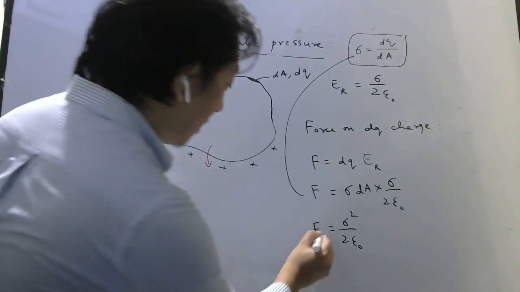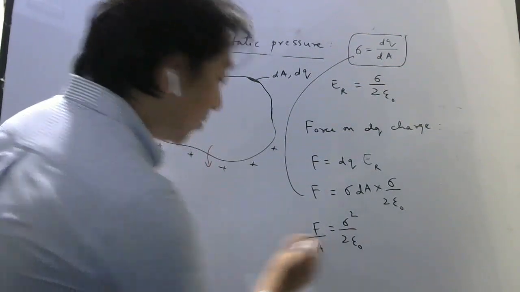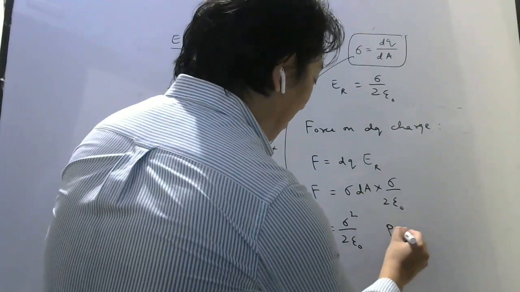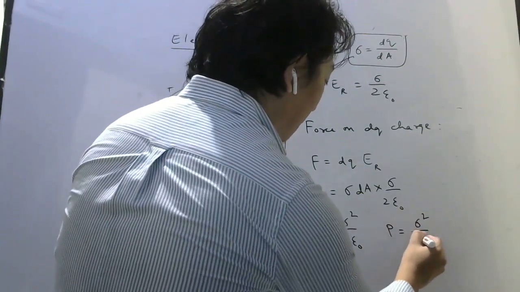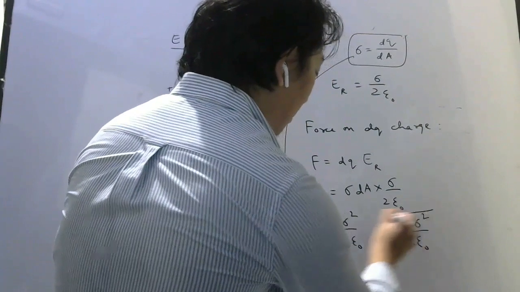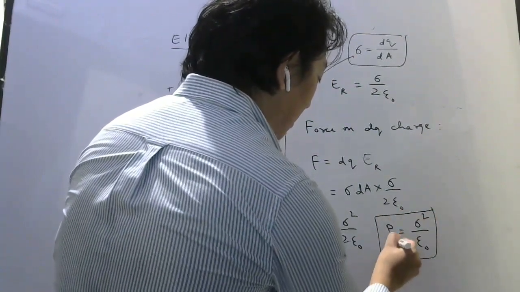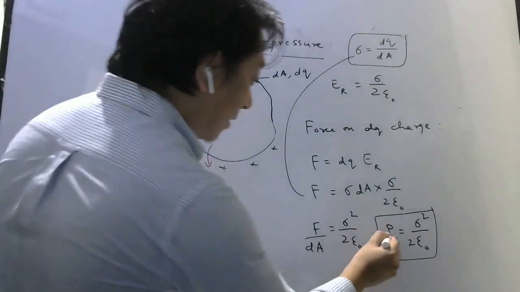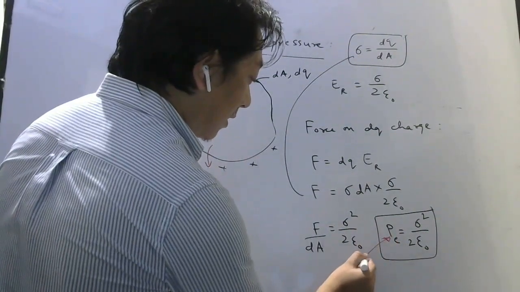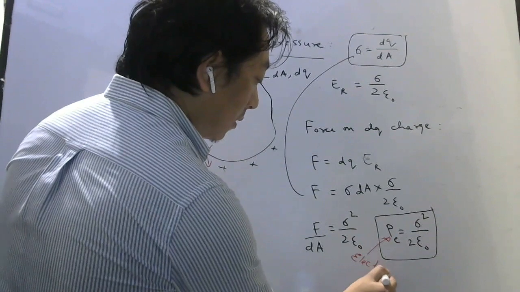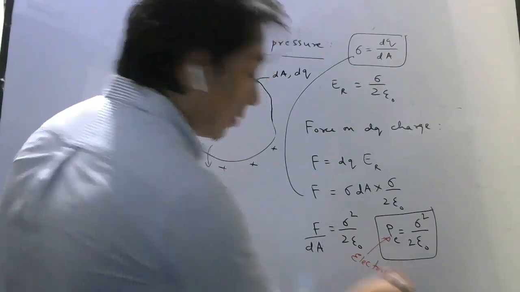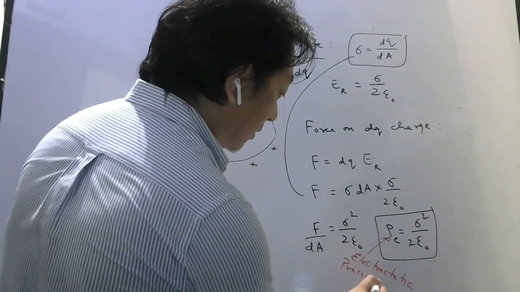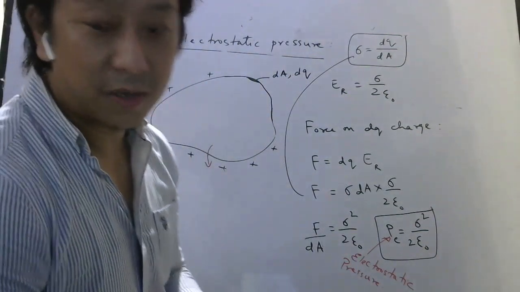Let us put this area this side. Oh, what is this now? Force per unit area. So this is your electrostatic pressure. Force per unit area is your electrostatic pressure. So this quantity PE, which I am writing, is your electrostatic pressure. And the formula is sigma squared by 2 epsilon naught. Okay.